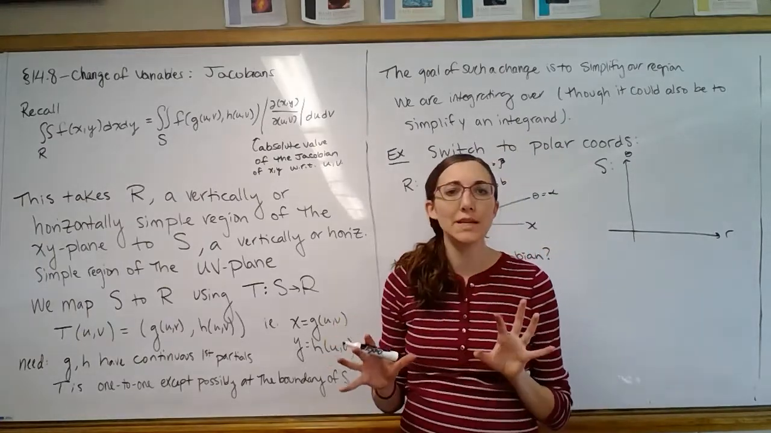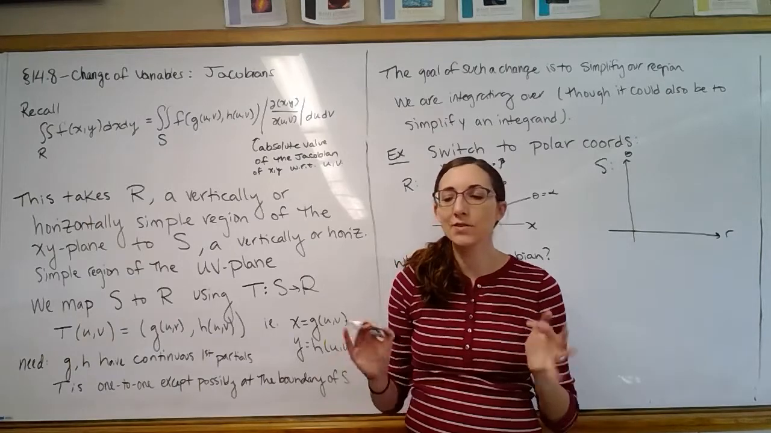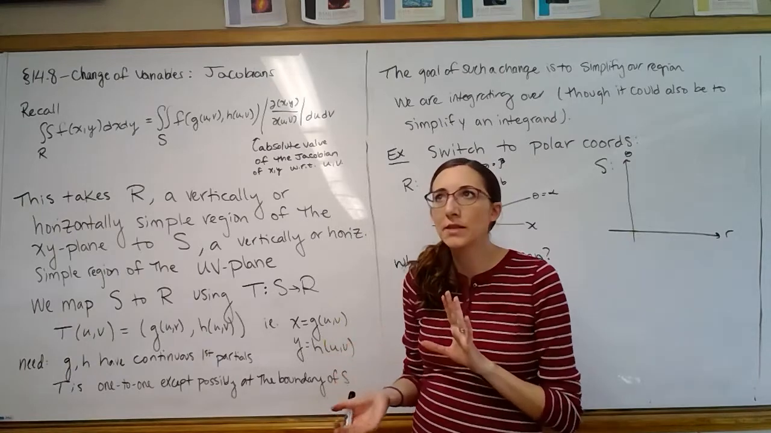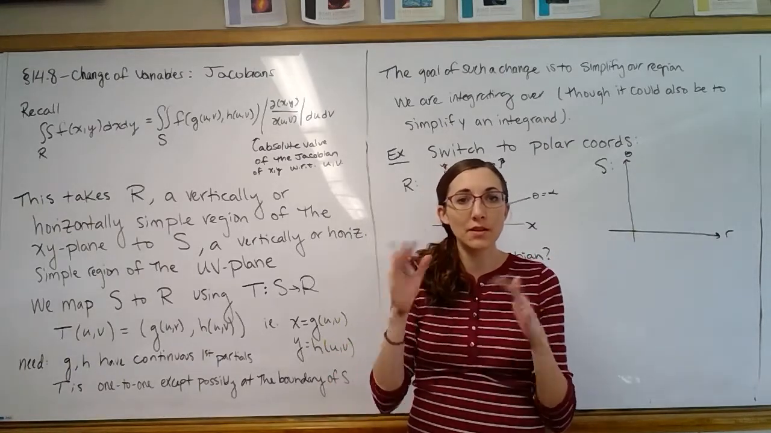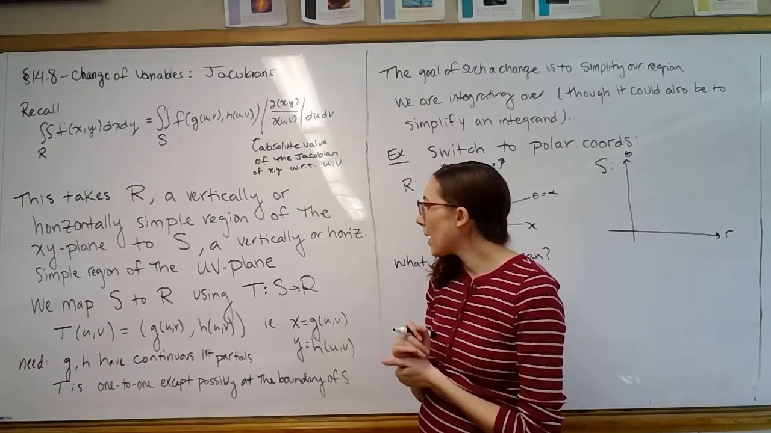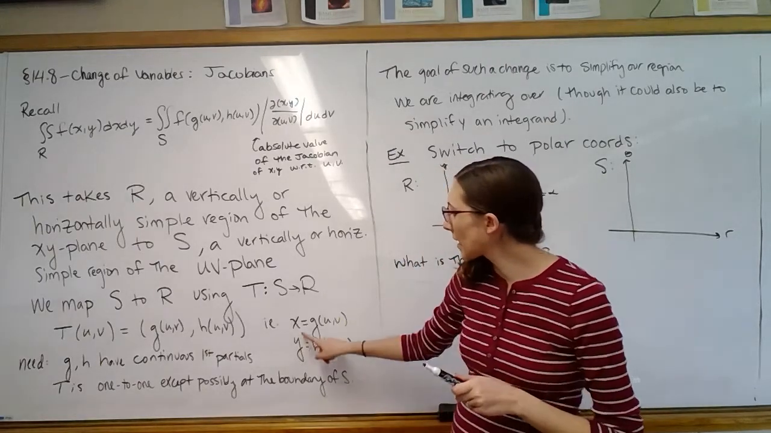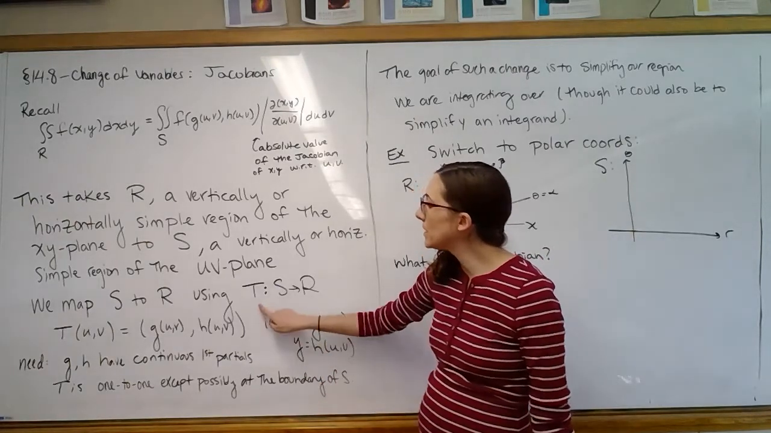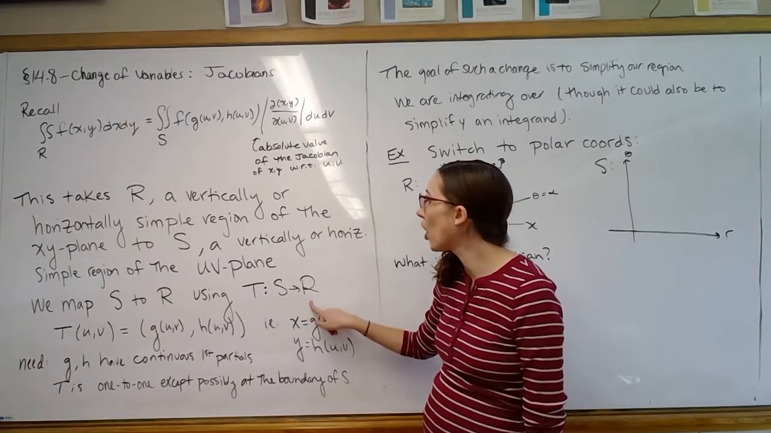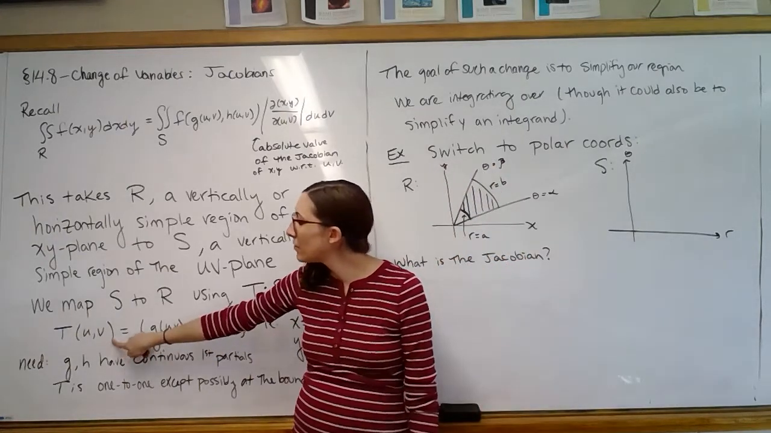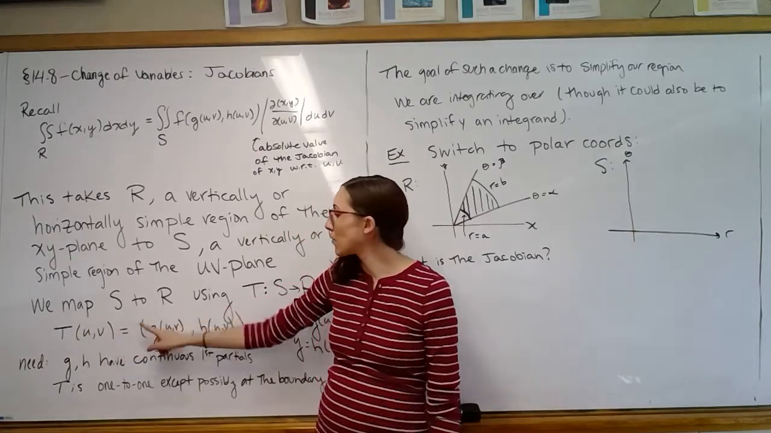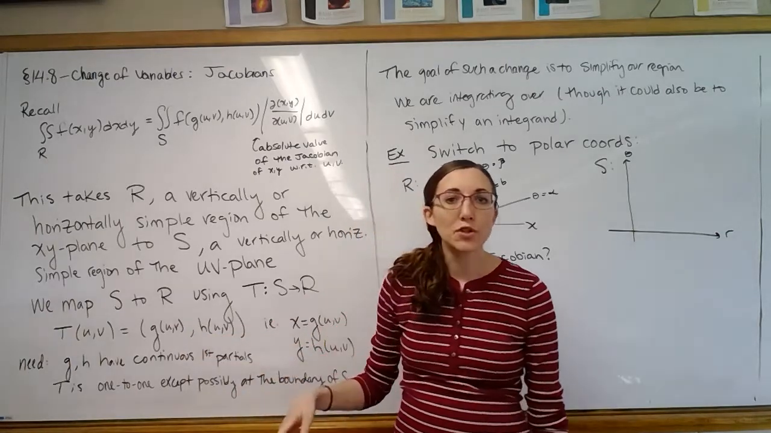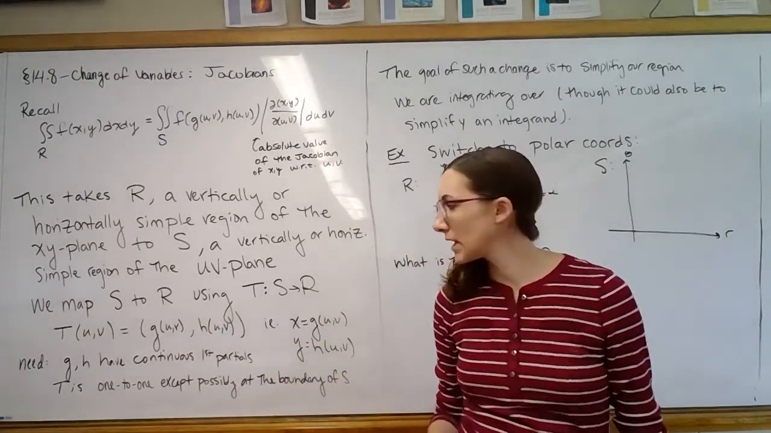Now, we need both of those to be simple regions, meaning we can describe them. What we mean simply is they're both going to be simple either vertically or horizontally. And then the mapping that we're using is by mapping x is g of u,v and y is h of u,v, which really means that my mapping is T from S to R. So we're taking T of a coordinate point u,v, and we're outputting the coordinate point g of u,v, h of u,v. So that would really convert over to an xy coordinate then.